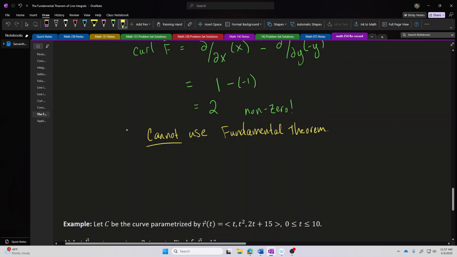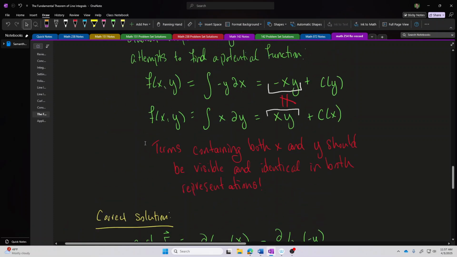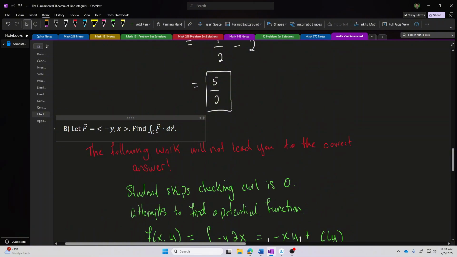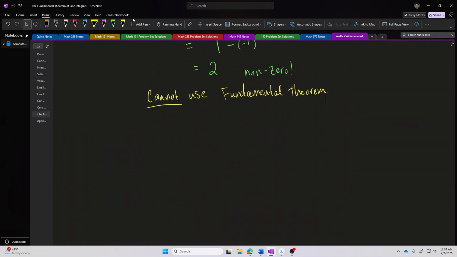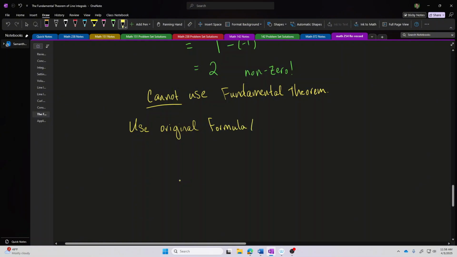So in a situation like this, where you're asked to find a line integral of a vector field that is not conservative, you might have to find that line integral using the original method and the original formula that we introduced a couple of lessons ago. So we're going to have to use this method of starting by parameterizing C.